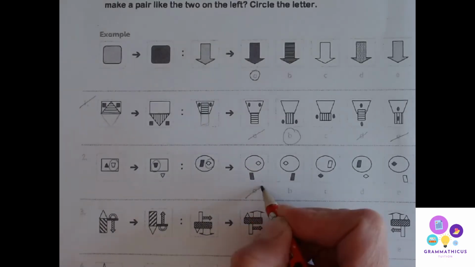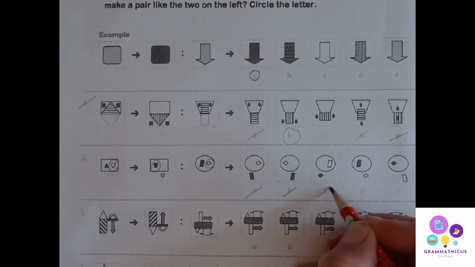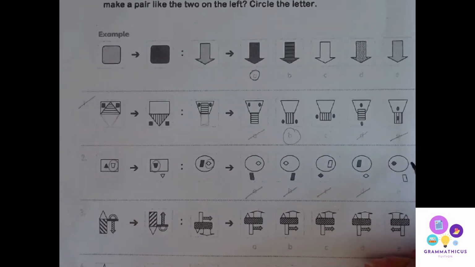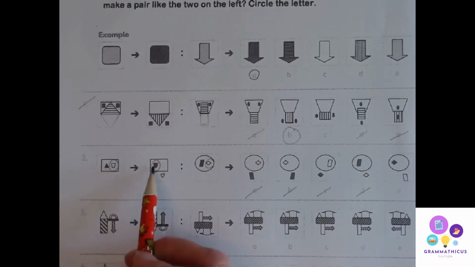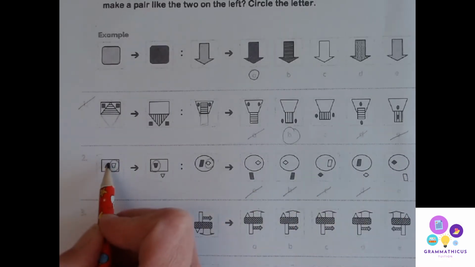So I can get rid of this one, I can get rid of this one, I can get rid of this one, I can get rid of this one, and that tells me it's going to be this one because it has to move over to the left hand side like the trapezium did here. I can check the other part of the figure as well.